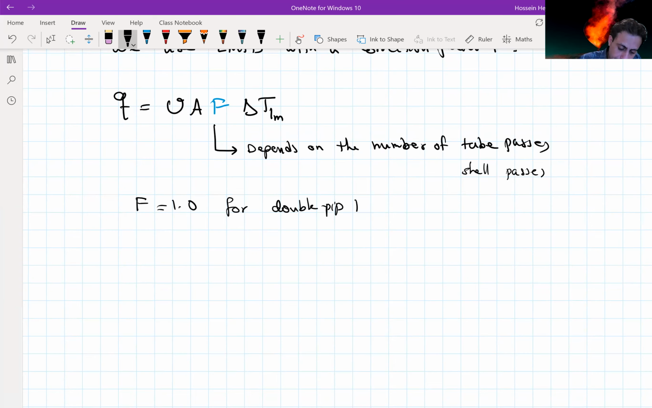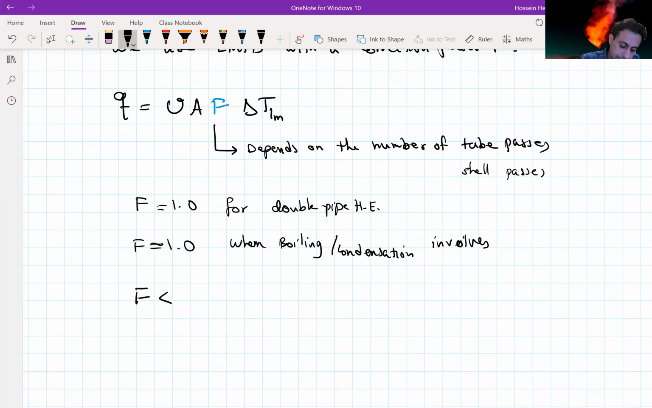Again, we can consider F as 1 when we have condensation or boiling involved, and F gets values less than 1 for other types of heat exchangers, which we can read from charts based on the type of heat exchanger that we are dealing with.